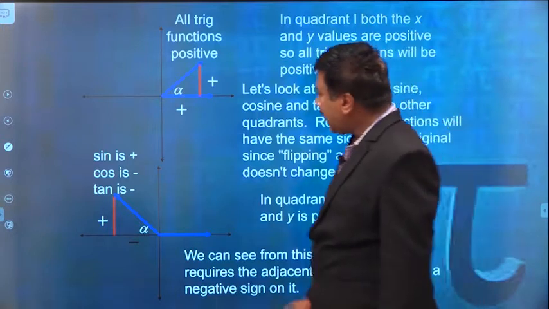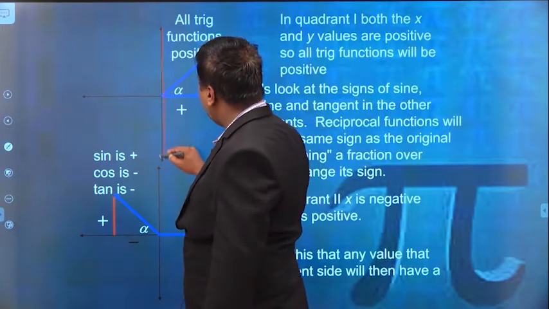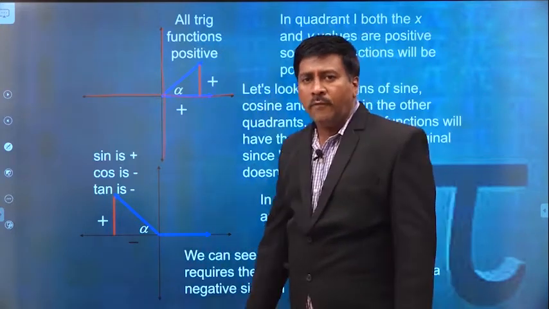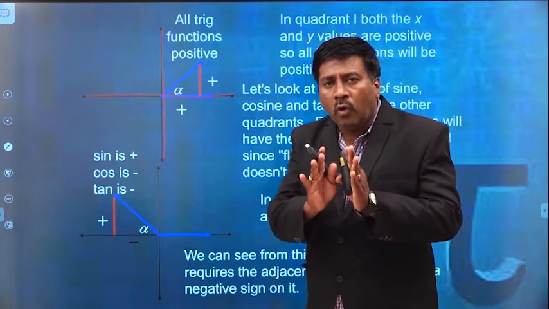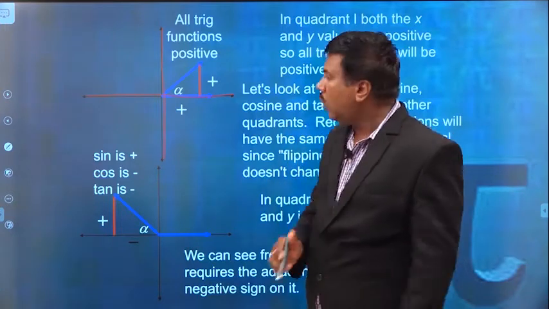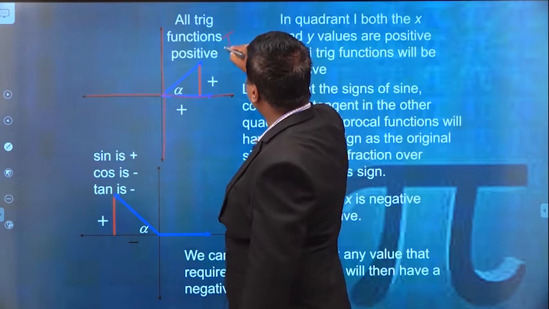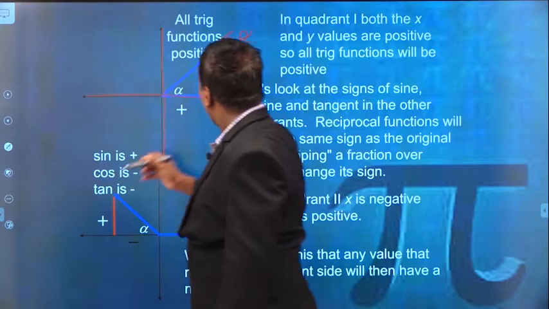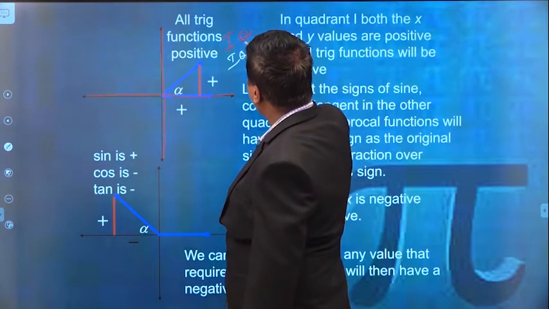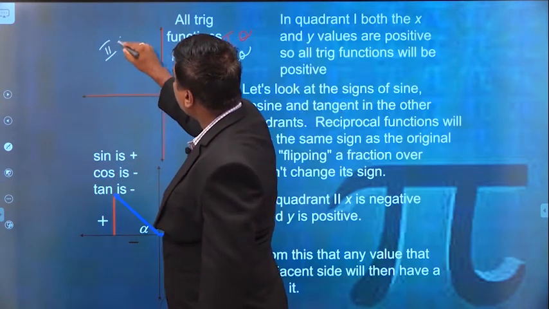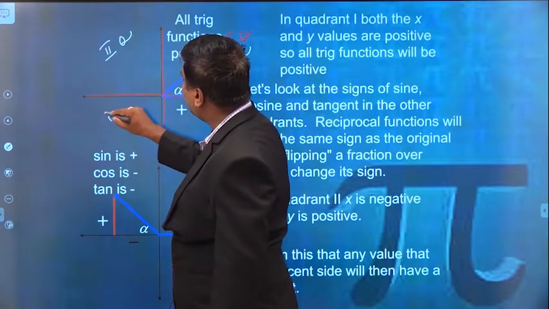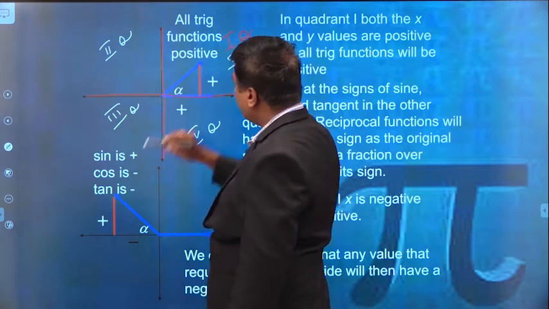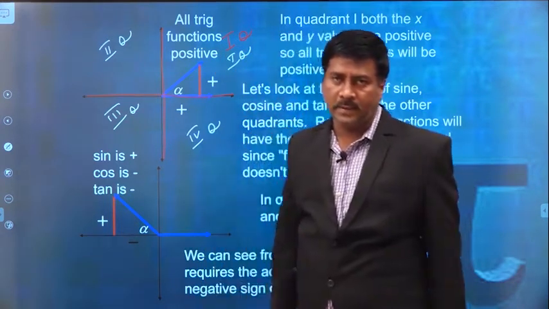So, we can classify this coordinate plane into 4 parts. Please all of you keep in mind, this is very, very important. I have to divide this coordinate plane into 4 quadrants. This is called the first quadrant, this is the second quadrant, this is the third quadrant, and this is the fourth quadrant. I have to split it like this.